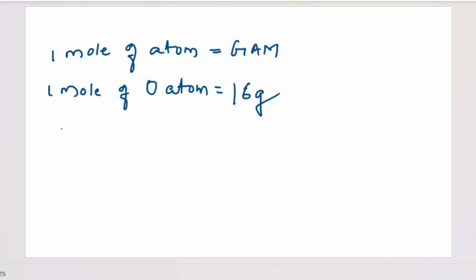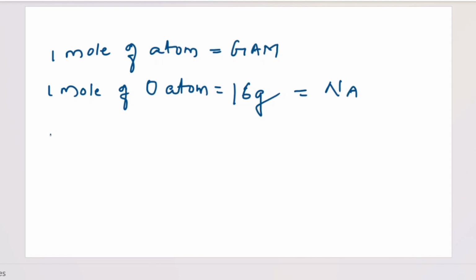Okay, now 1 mole of any atom also contains Avogadro number of particles. 16 grams, 1 mole of oxygen atom is equal to its gram atomic mass. It contains Avogadro number of particles. Avogadro number of particles means 6.022 into 10 raised to 23 particles.